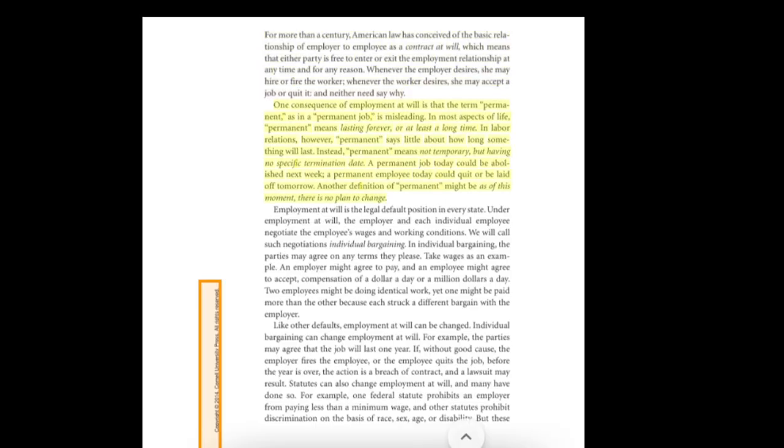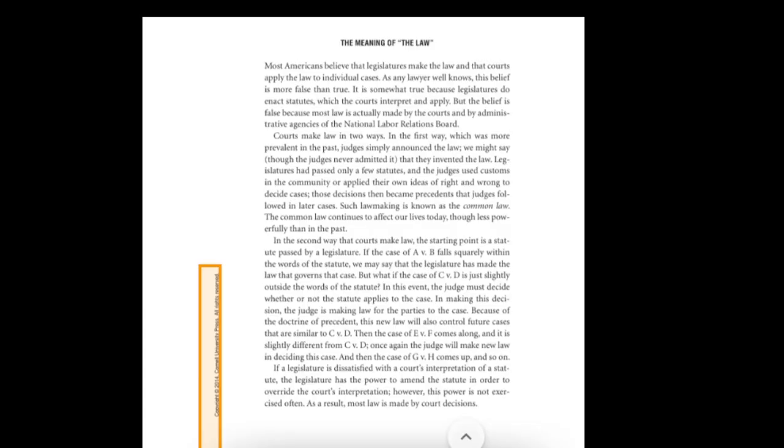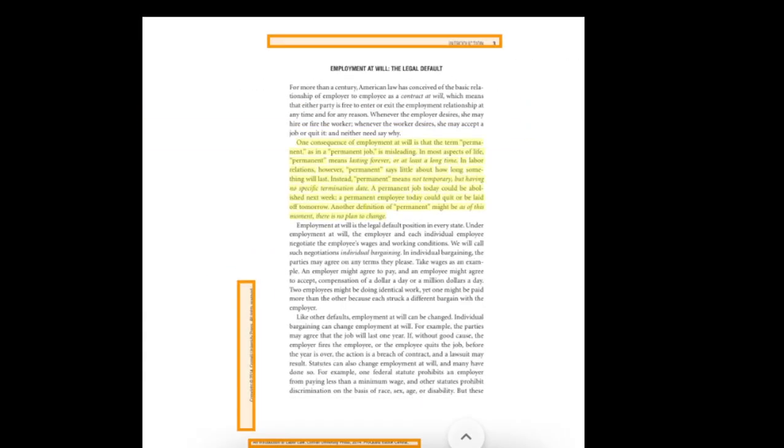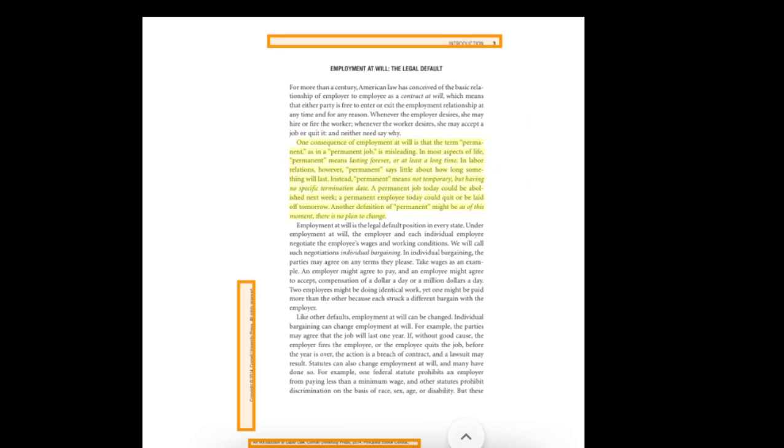One consequence of employment at will is that the term permanent, as in a permanent job, is misleading. In most aspects of life, permanent means lasting forever, or at least a long time. In labor relations, however, permanent says little about how long something will last. Instead, permanent means not temporary, but having no specified termination date. A permanent job today could be abolished next week. A permanent employee today could quit or be laid off tomorrow. Another definition of permanent might be, as of this moment, there is no plan to change.